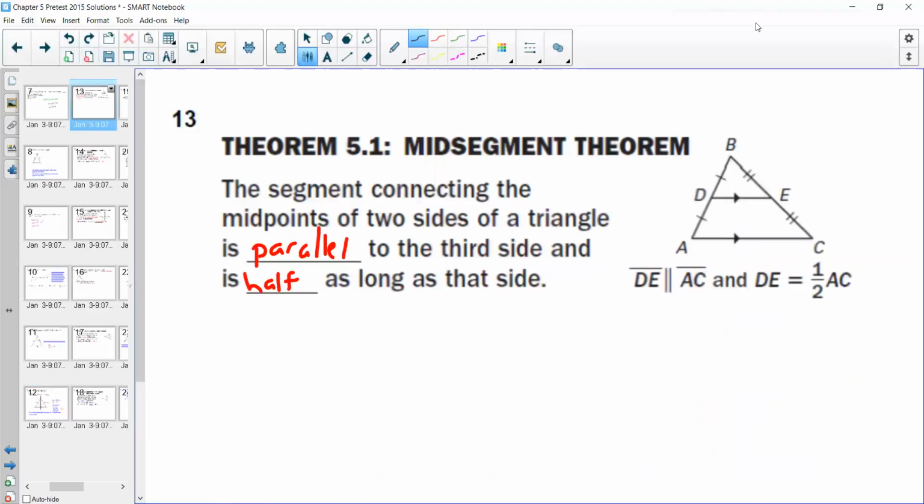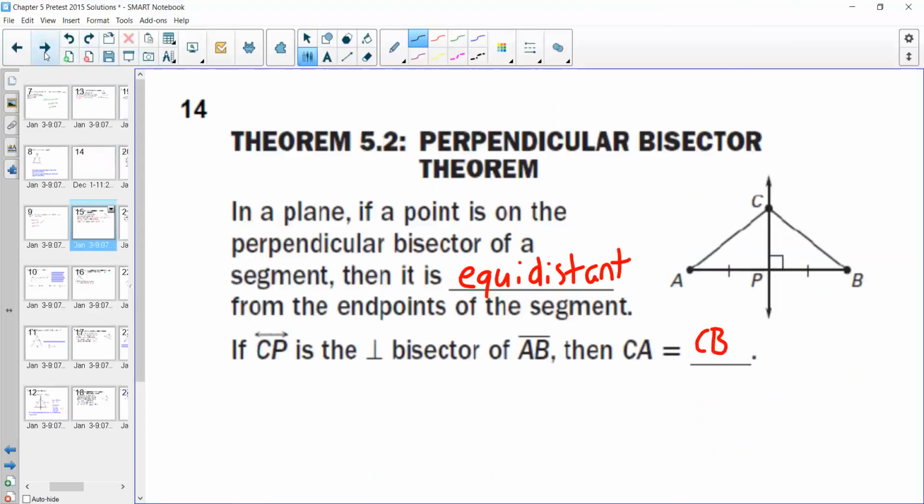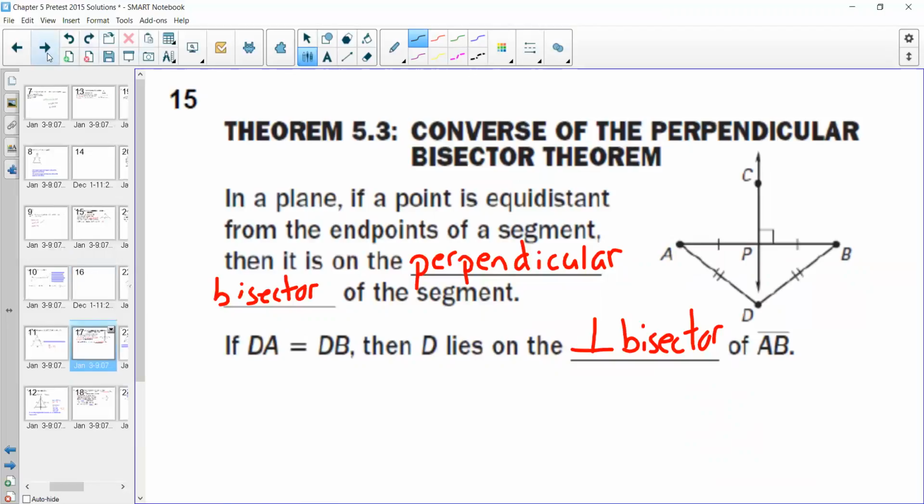All right, so these are knowledge-based questions, and you need to know these for the test. Okay, so that's for the mid-segment theorem, parallel and half. Okay, so for a perpendicular bisector, any point on the perpendicular bisector is equidistant from the sides. So that means CA would equal CB. And then if you find that a point is equidistant from the endpoints of a line segment, then you know that the point's on the perpendicular bisector.